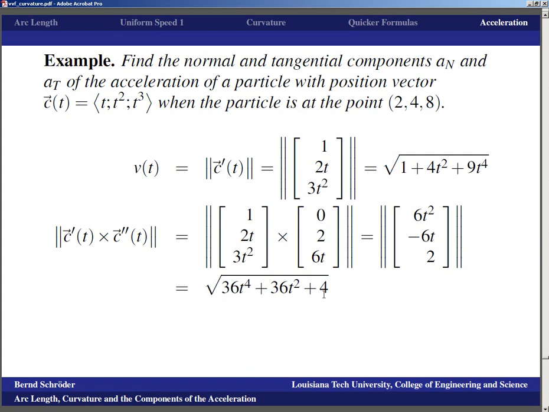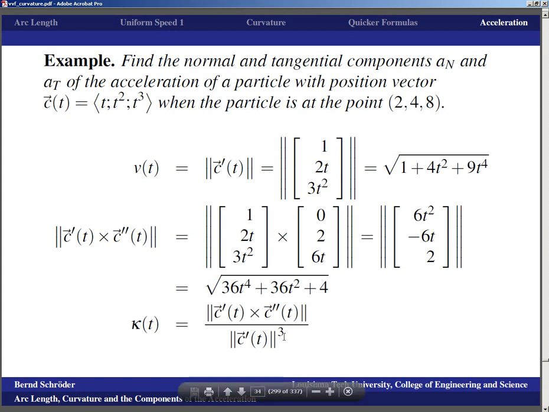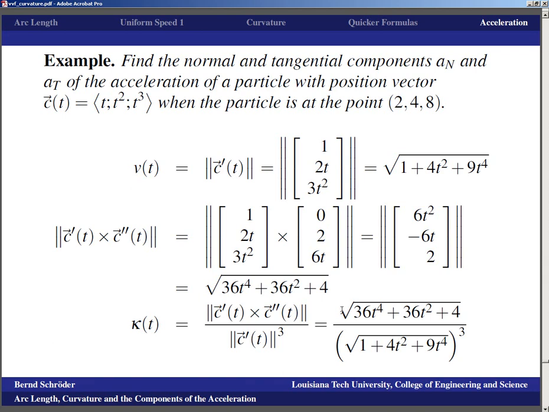Again, not something that we can't do, not something that's hard, but again, this would have been a separate problem earlier on, and here it's again just a piece of something a lot larger. And so now the curvature, well, the curvature is c prime cross c double prime magnitude divided by c prime magnitude cubed. So it ends up being this square root here, which is what we had obtained for c prime cross c double prime magnitude, divided by the cube of the speed, which is what we have here, right?